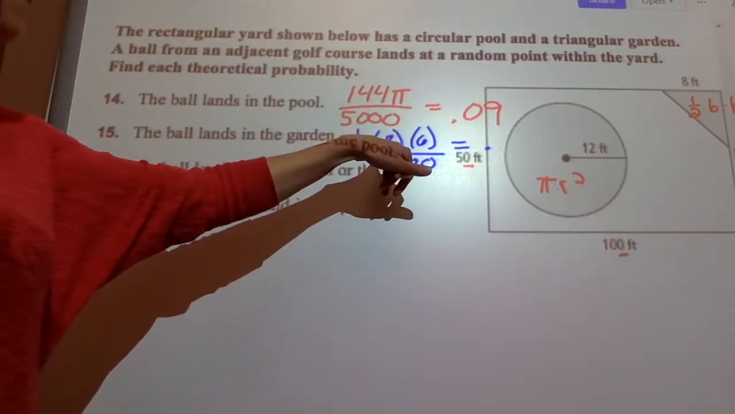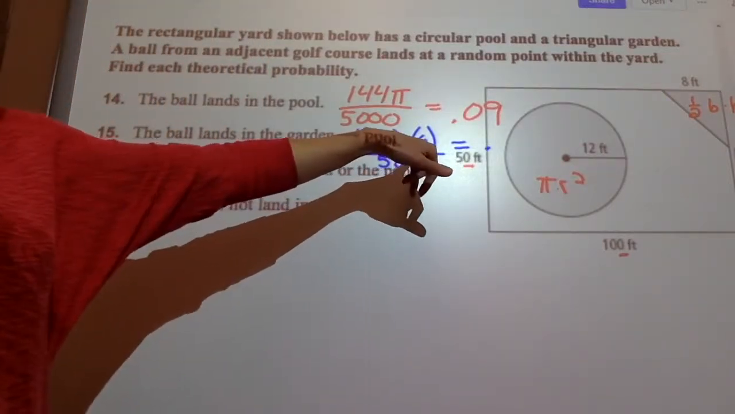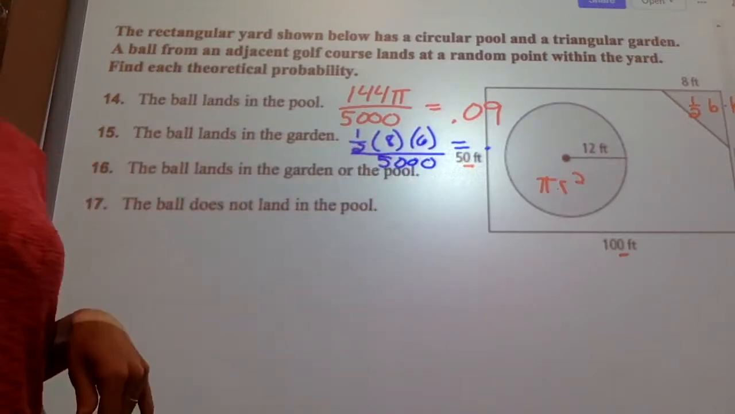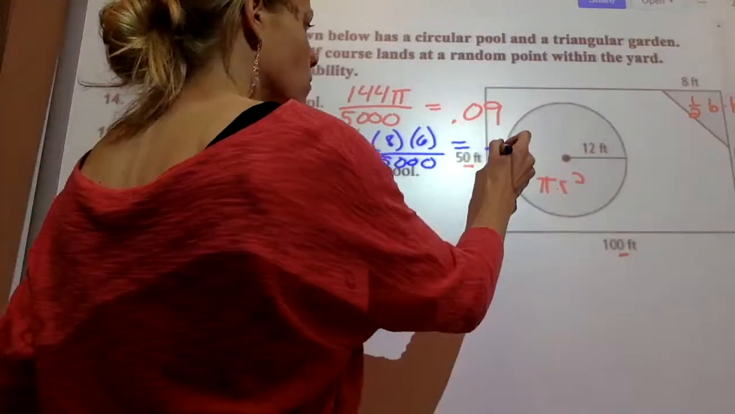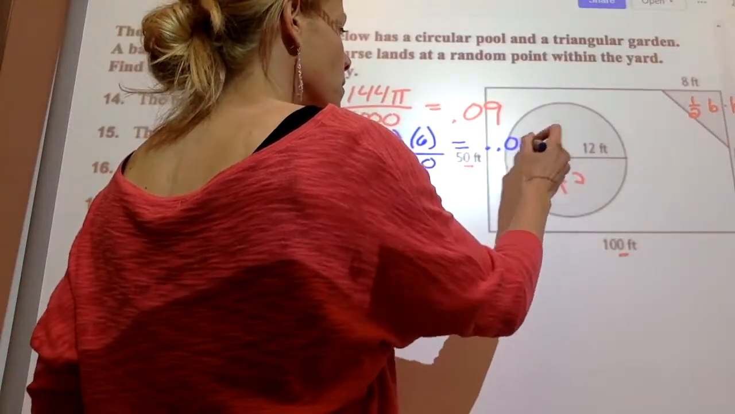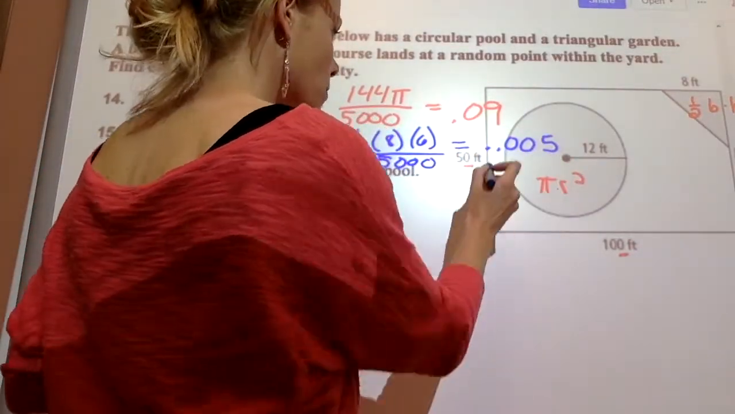Right? So half of 8 is 4. 4 times 6 is 24. So it's 24 divided by 5,000. So 0.005? Yeah. We'll say that, 0.005.